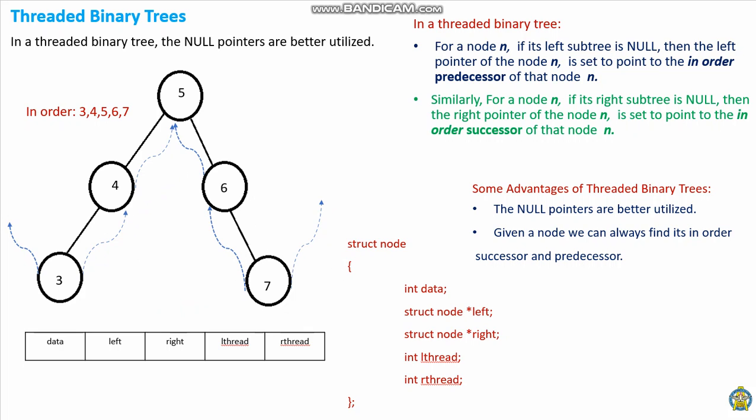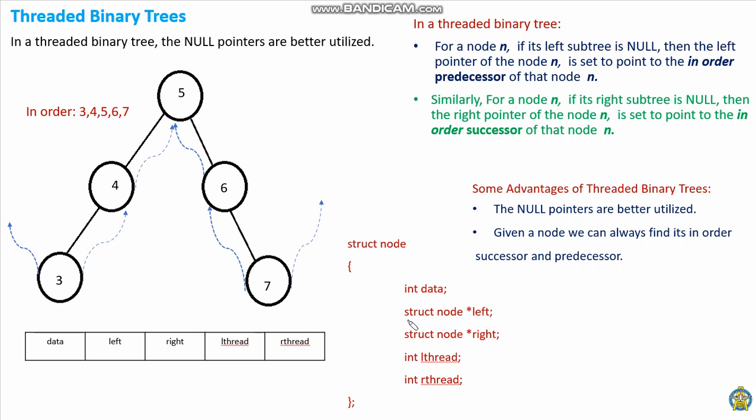So these are how threaded binary trees are represented. Now, some advantages of a threaded binary tree: the null pointers are better utilized, and given a node in the threaded binary tree, we can always find its in order successor and in order predecessor because they are directly linked.